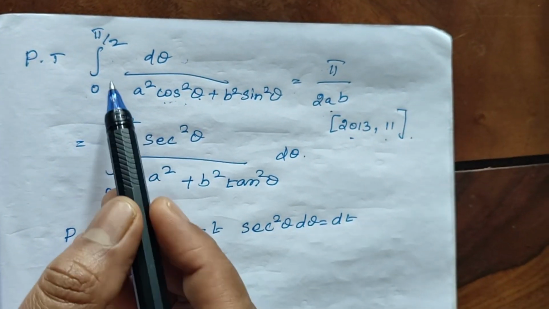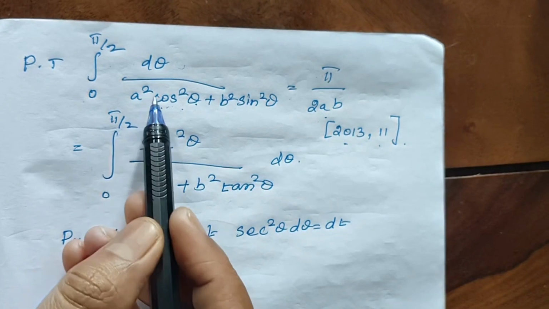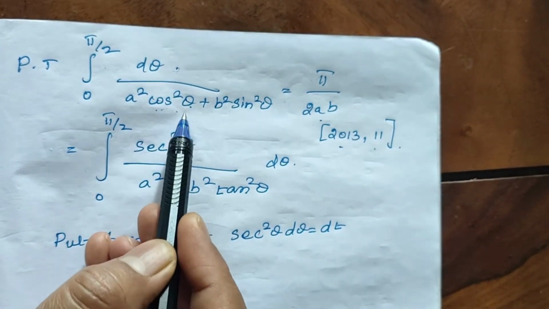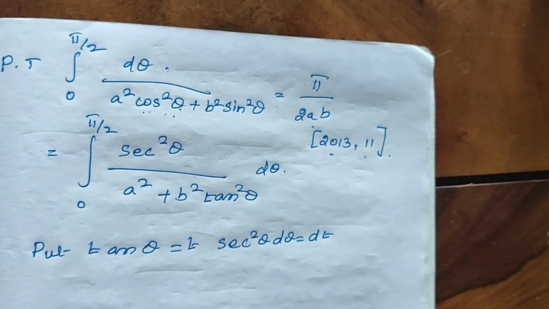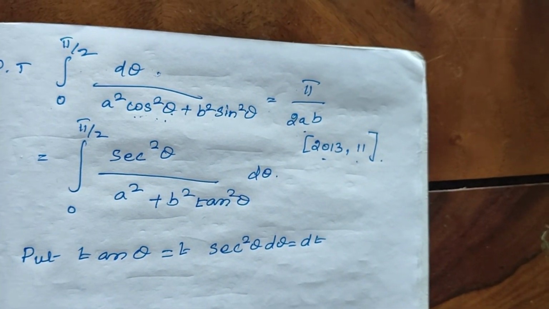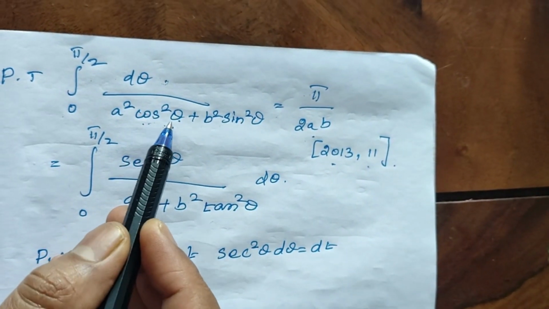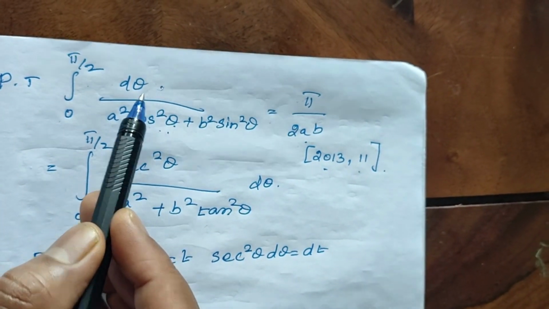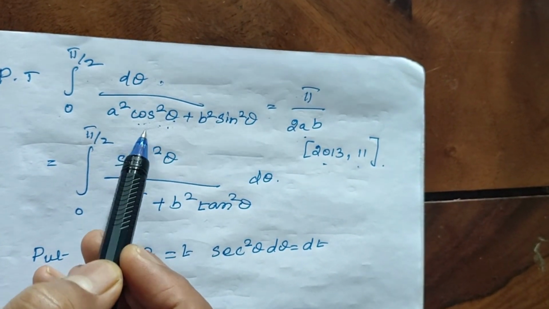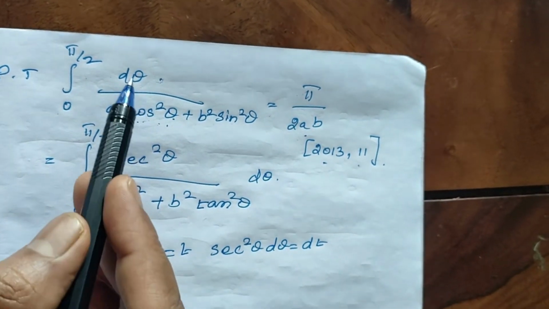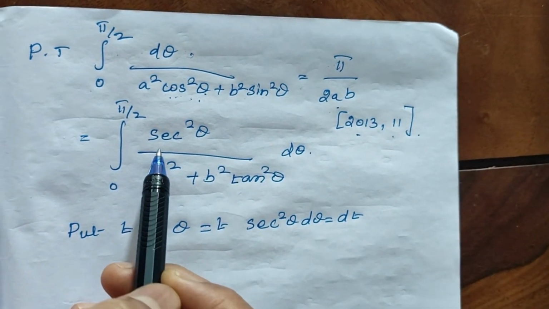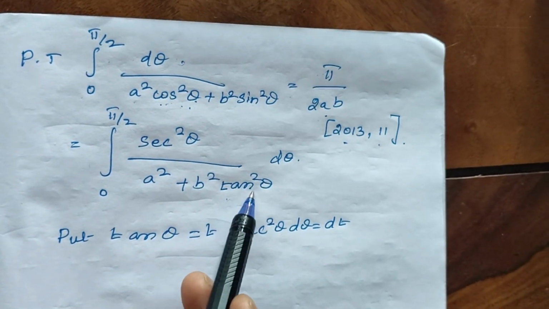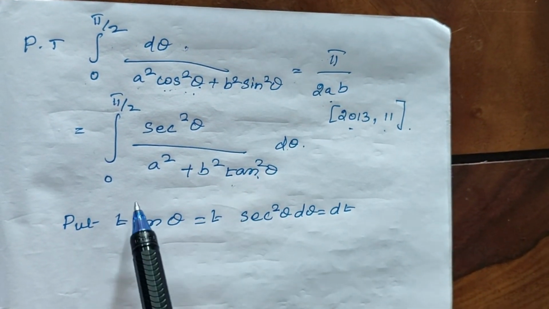So first, the limits are 0 to pi by 2. Here, comparing the numerator and denominator, the denominator is big. So first we have to do some arrangements. We divide the numerator by cos square theta, and the denominator also by cos square theta. So 1 by cos square theta equals secant square theta. Here we get secant square theta d theta divided by a square plus b square tan square theta.